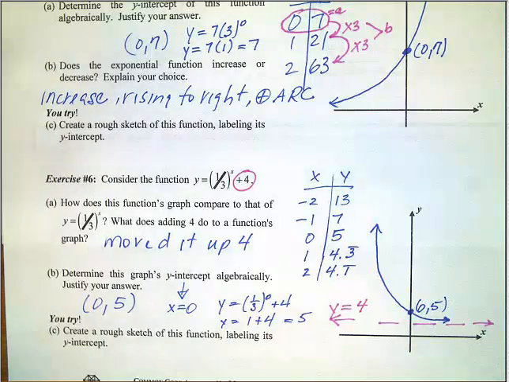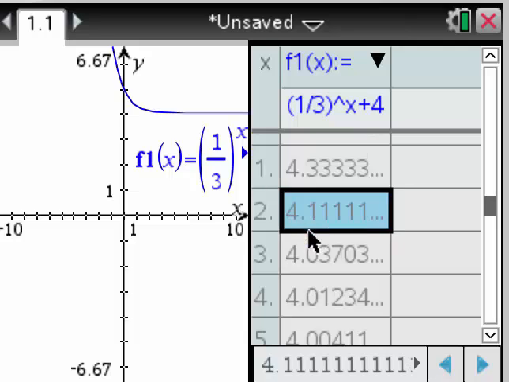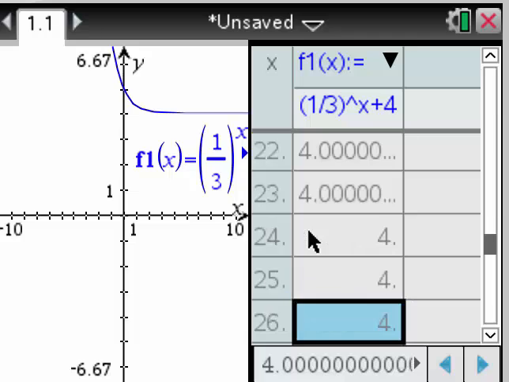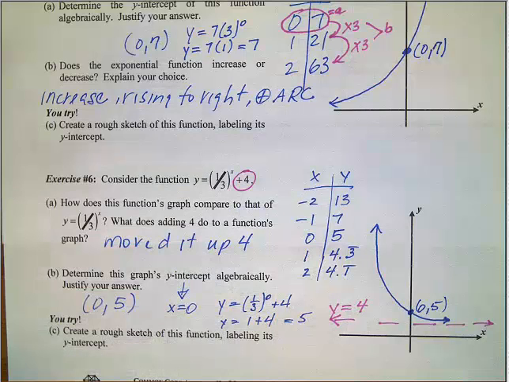If we looked in our table, we notice if we keep scrolling positively, eventually it just starts saying 4. That means we're getting really, really close to 4. We have to know that we don't ever equal 4 because this is an exponential equation. The calculator just can't calculate these values because 1/3 to the 66th power is so close to 4 that the calculator has rounded it. So we know the asymptote is at 4. Good luck with this. If you have any questions, please ask in class.